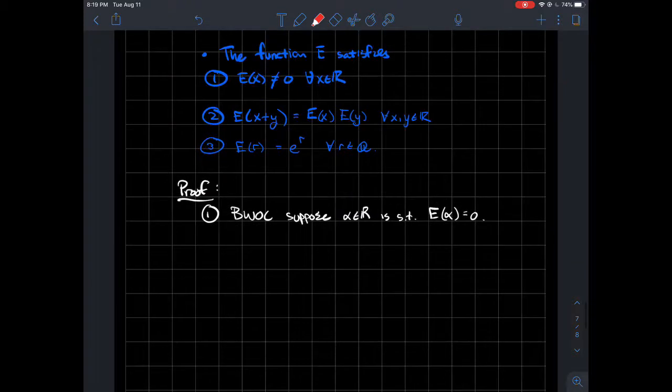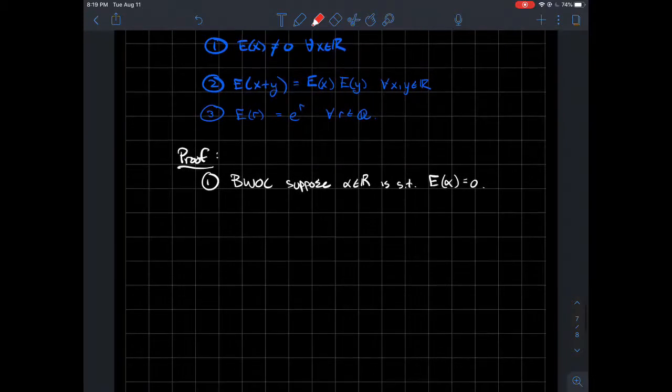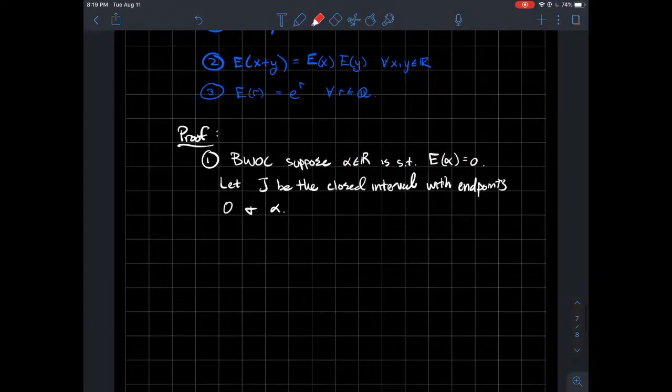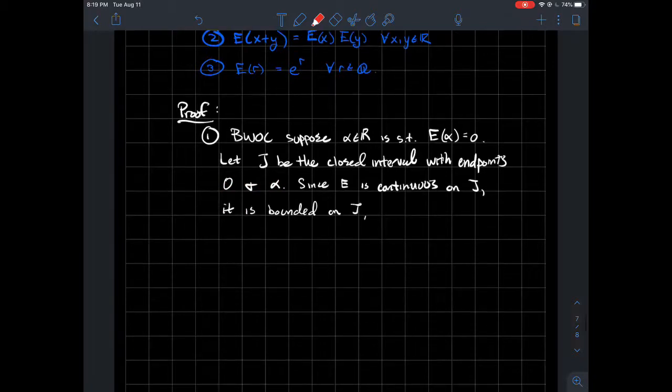So we're going to start just trying to prove each one of these one at a time. So number one, how do I know that this function E is non-zero? Well, that sounds like maybe we could do a contradiction proof. Suppose it is 0 somewhere. Say it's 0 at alpha. And let's let J then be the closed interval whose endpoints are 0 and alpha. Again, I'm not trying to say alpha's to the right of 0. I'm just saying it's an interval that's closed. Its endpoints are these two. Maybe alpha's to the left. Who knows?